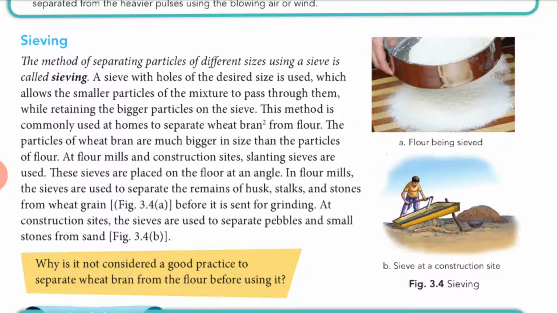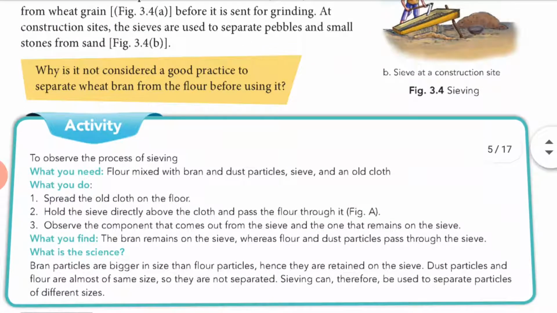Then we discussed the sieving process. Most of the time at our home there is flour in which there is bran, that means little big particles of husk of wheat, so we need to remove it. By this sieving process we can separate it, right, that we have discussed.